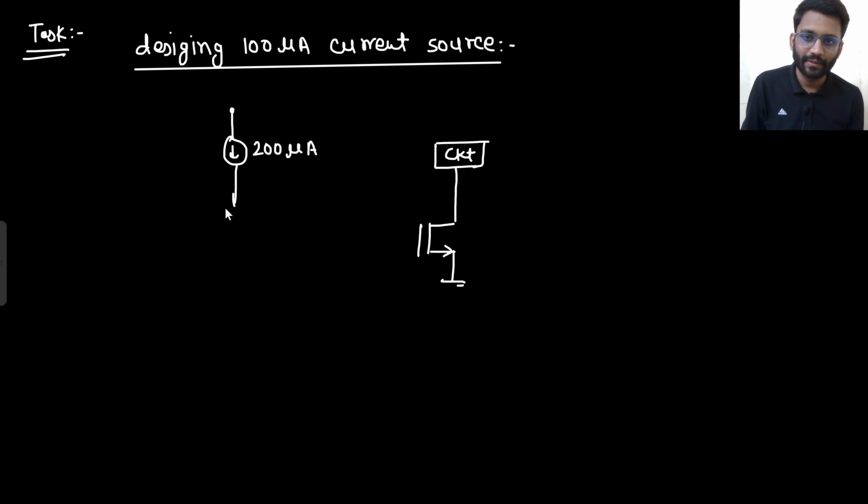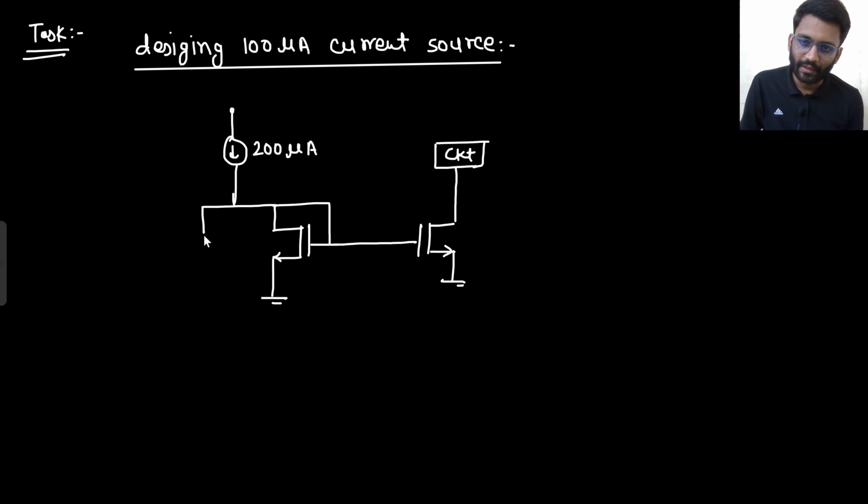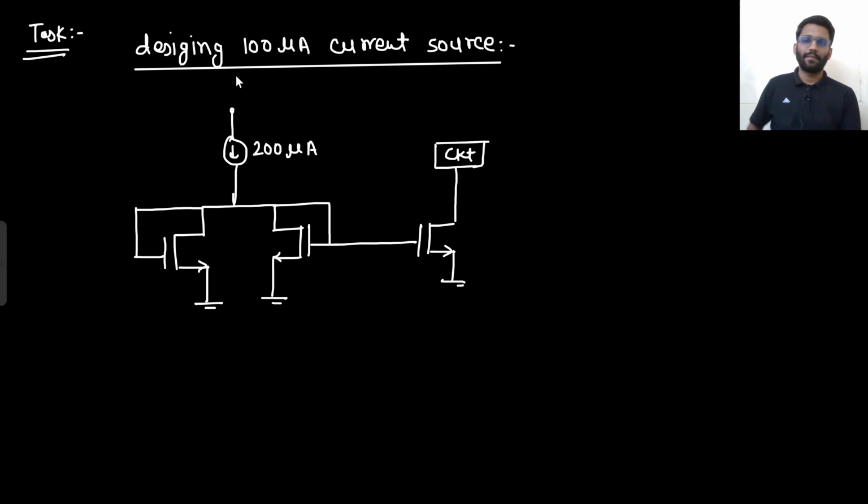You have to divide the current. How will you divide the current? This should look like this. This should be diode connected as well. Say diode connected, and the same kind of transistor I can add here. That's it. This is your VDD.